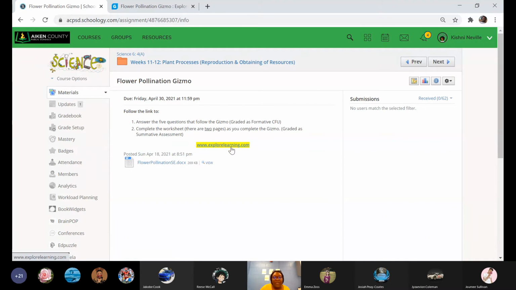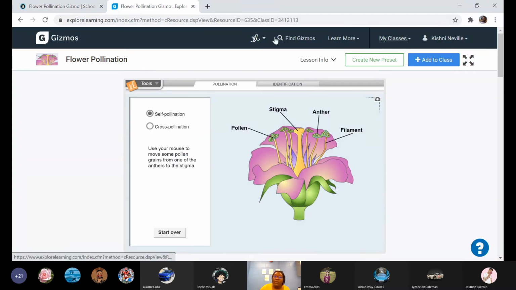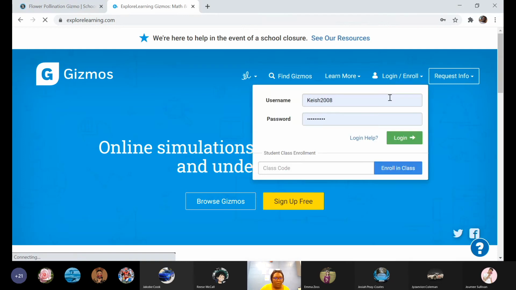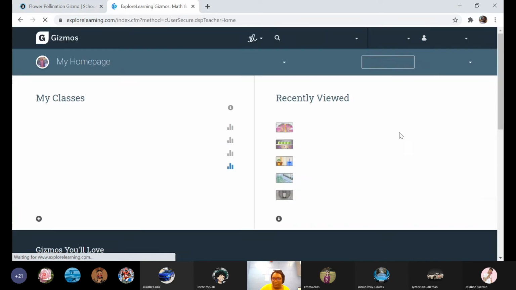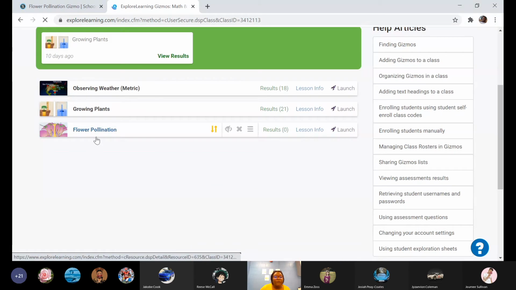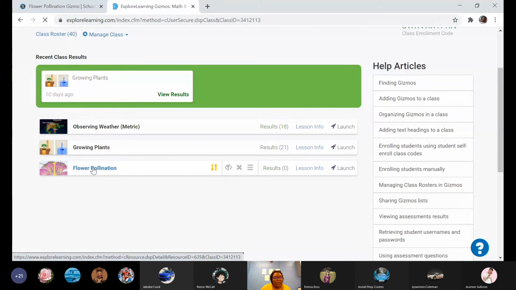With the flower pollination gizmo, you're going to click on this link, explorelearning.com, and you're going to sign in to your gizmo account. Some kids got lost here, so I want to walk through what you need to do after that. Once you log in, at the side, you're going to see Ms. Neville has sent out your flower pollination lab. You're going to click on it, or you can go right there to launch.